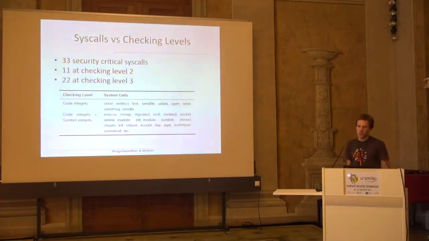In Linux we identified 33 security-critical system calls, and we instrument 11 at checking level 2 and 22 at checking level 3. The reason for this is that some functions are used by every program, so checking them, for example, for symbol integrity does not provide any additional security benefit. For example, write will probably be used by almost every program, so we just check for code integrity here.